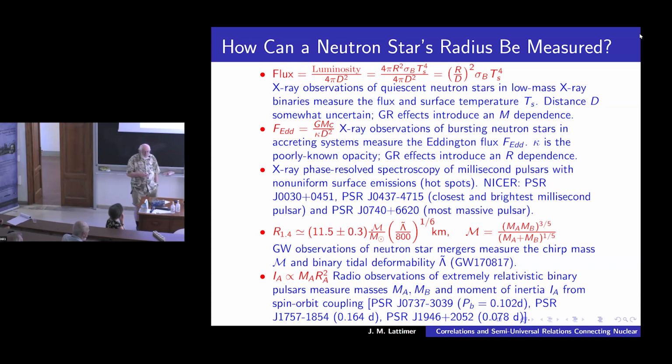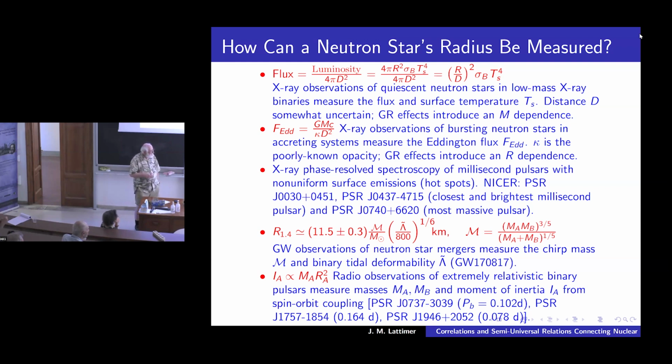More recently, more precise measurements of neutron star radii have been obtained by using X-ray phase resolved spectroscopy. Basically, millisecond pulsars are observed to have non-uniformly heated surfaces so that when they rotate, hot and cold spots go in and out of view. And by observing these at different wavelengths, one can get both mass and radius information from them.